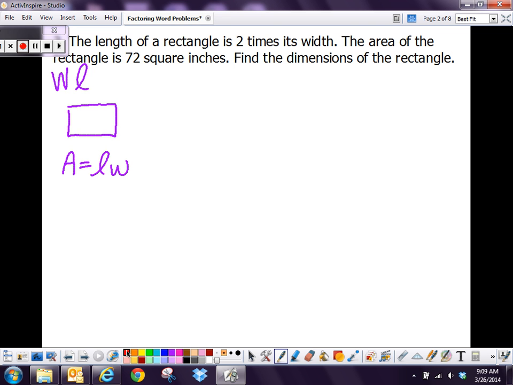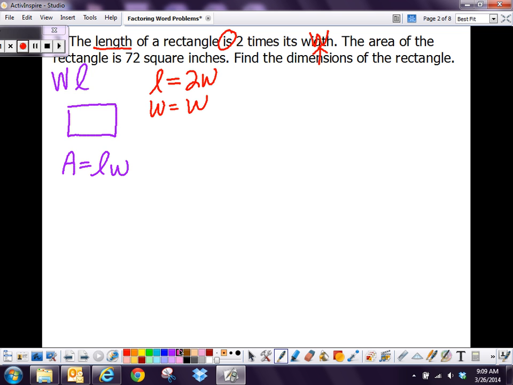Okay, and from here, I'm going to go back to the beginning of the sentence. So it says the length is. Length is. There's that word is again. So length equals 2 times, and I'm going to say that width is W. So there's my length. Okay, my width here, we already said right here, is just W.